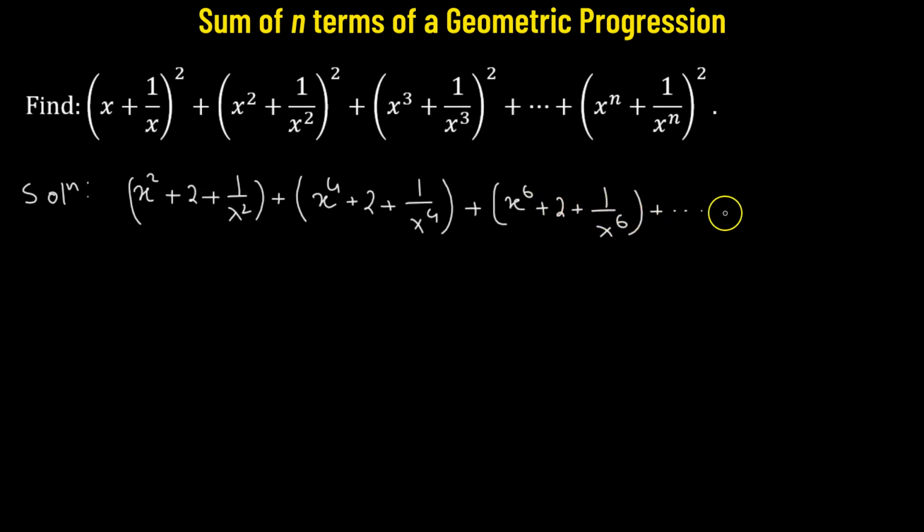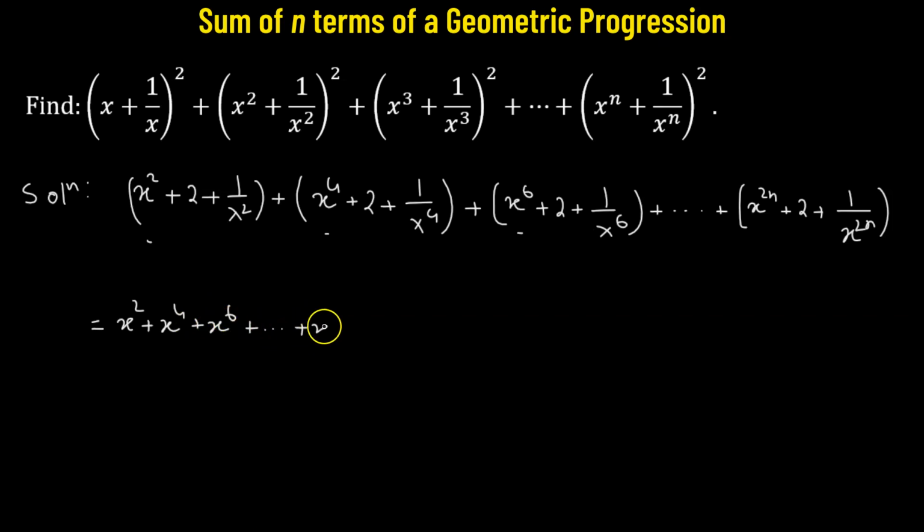This goes all the way up to the nth term. So expanding the nth term, we're going to get x raised to the power of 2n plus 2 plus 1 divided by x raised to the power of 2n. Now what we'll do, we will combine the first term of each of the terms. So this is going to give us x squared plus x to the 4 plus x raised to the power of 6 all the way up to x raised to the power of 2n. So in total there will be n number of terms. We'll combine them and keep it aside.